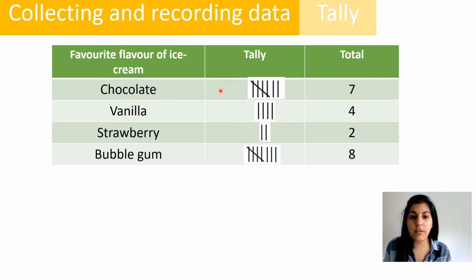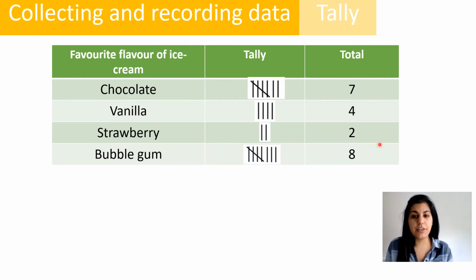So straight away here, I can see chocolate. That is already a group of 5, plus 2 more is 7. And my last column is my total. So I can see 7 people liked chocolate ice cream, 4 people liked vanilla ice cream, 2 people liked strawberry ice cream, and 8 people liked bubblegum ice cream. I wonder what your favourite flavour of ice cream is.